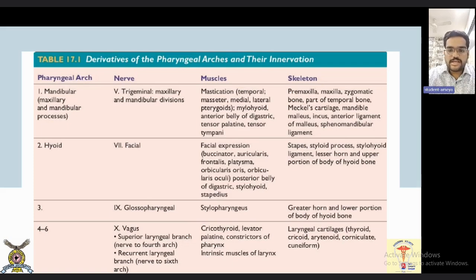The second arch is the hyoid arch. The nerve is the seventh cranial nerve, which is the facial nerve. The muscles are the muscles of facial expression like buccinator, orbicularis, frontalis, platysma, and digastric. The third arch is supplied by the glossopharyngeal nerve, supplying the muscle stylopharyngeus. The fourth to sixth arches are supplied by the vagus, the superior laryngeal branch of vagus to the fourth arch, whereas the recurrent laryngeal branch goes to the sixth arch. Muscles supplied are cricothyroid, levator palatini, and the intrinsic muscles of the larynx.